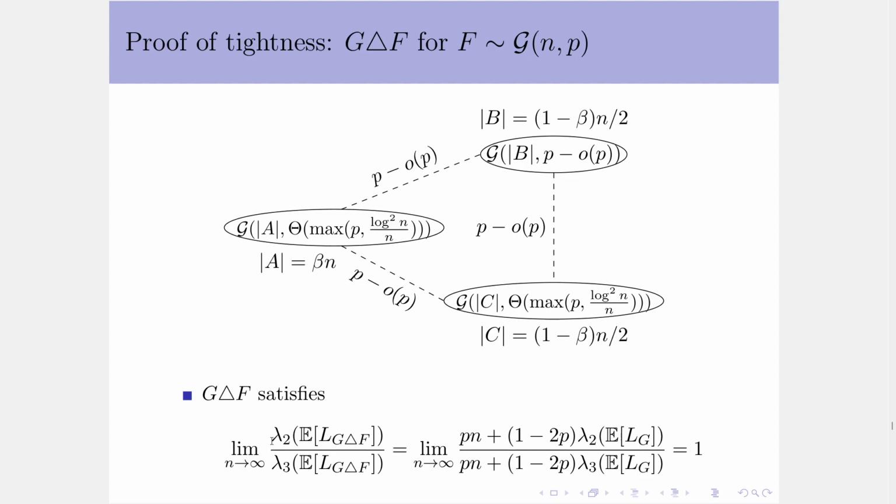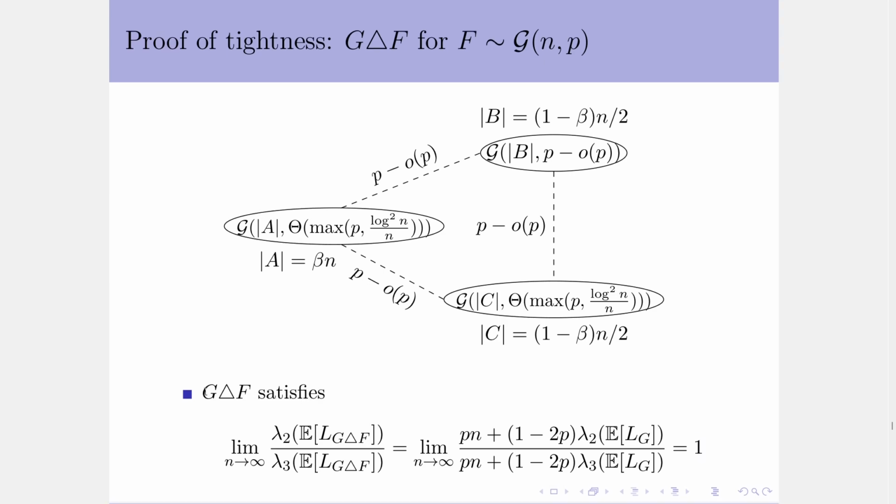In this new graph we can show that lambda 2 of the new graph is basically Pn plus some 1 minus 2p times lambda 2 of the original Laplacian expectation. And lambda 3 also scales similarly. And because this transformation happens, the point is that as Pn is greater than log n, this is the dominant term in both the numerator and the denominator, and so this limit is 1. So in G delta f, the Laplacian gap basically vanishes, and therefore spectral clustering will not give any good results on the clustering output.